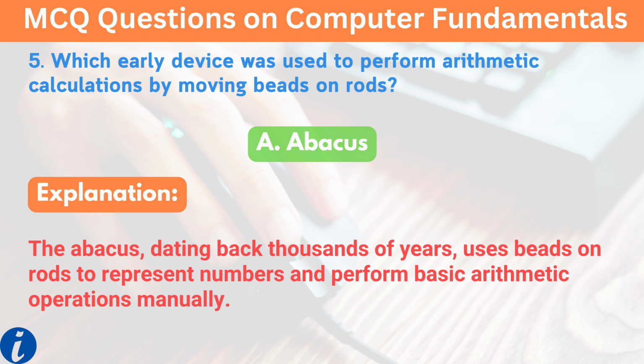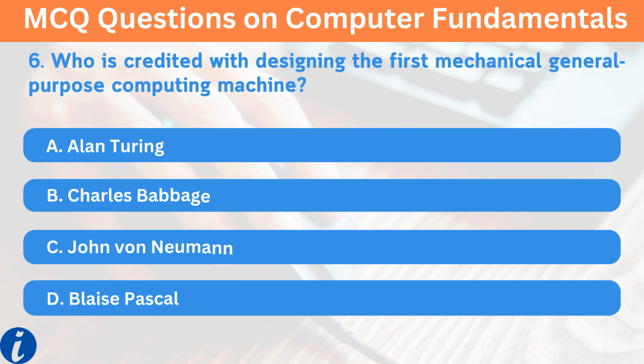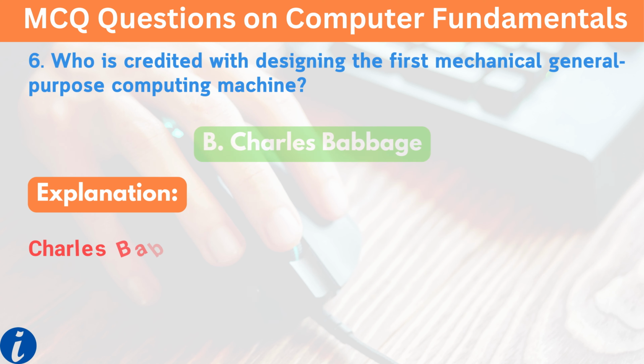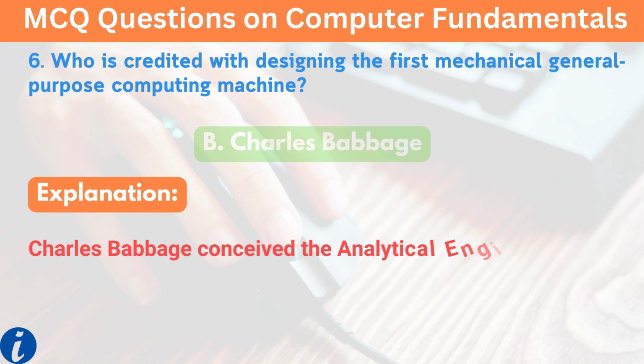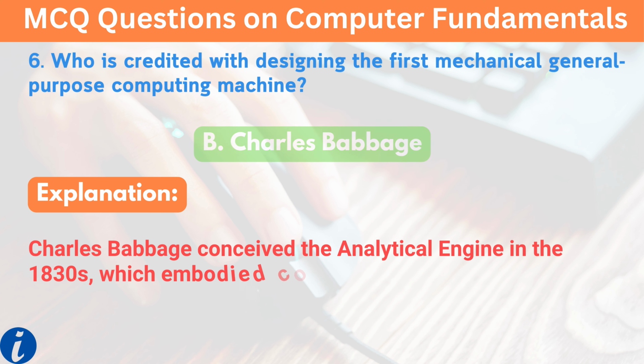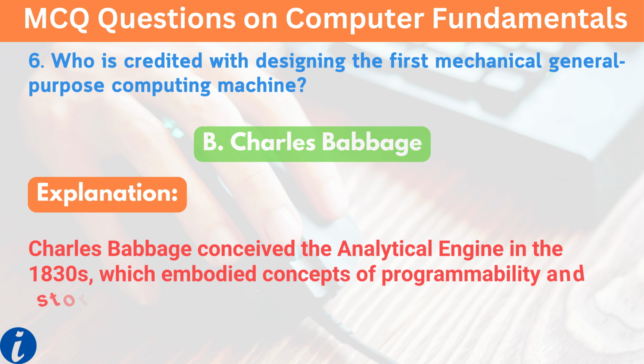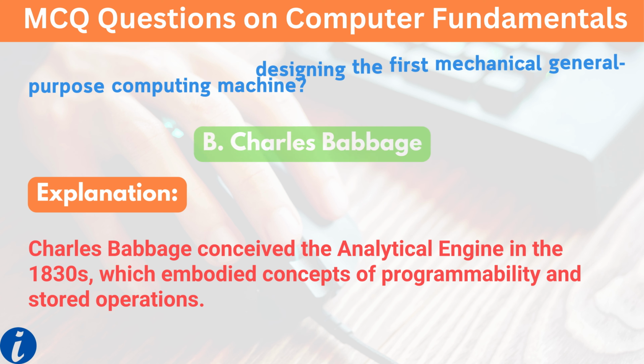6. Who is credited with designing the first mechanical general-purpose computing machine? A. Alan Turing. B. Charles Babbage. C. John von Neumann. D. Blaise Pascal. The correct answer is B. Charles Babbage. Explanation: Charles Babbage conceived the analytical engine in the 1830s, which embodied concepts of programmability and stored operations.